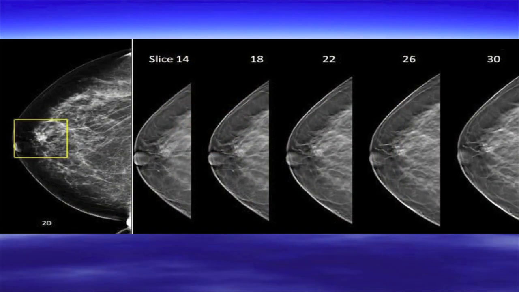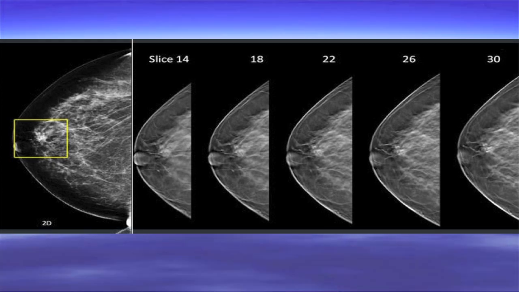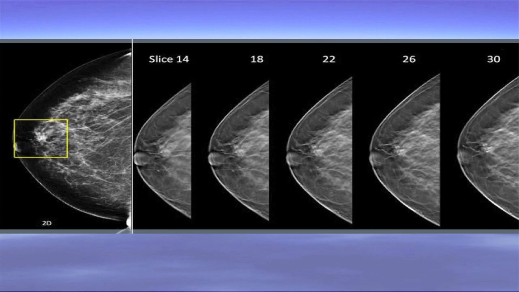Here's an abnormality on just a regular overlapping, all the images are there, mammogram. And that looks suspicious. It's irregular, and it's denser than all the other breast tissue. But if you look at all the slices, these are not the same picture. These are just different slices through the same breast. There's really tissue and fat, tissue and fat, tissue and fat. So this is just all that tissue lined up to make it look like there's something there. And it's really not an abnormality.